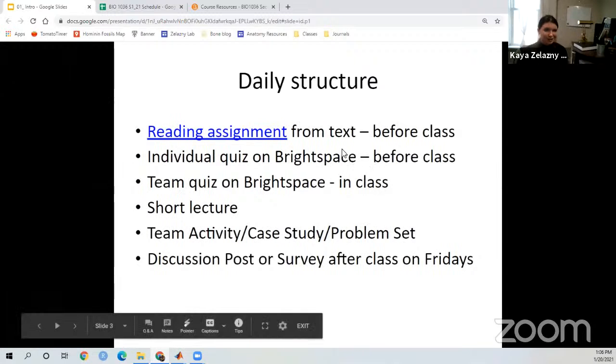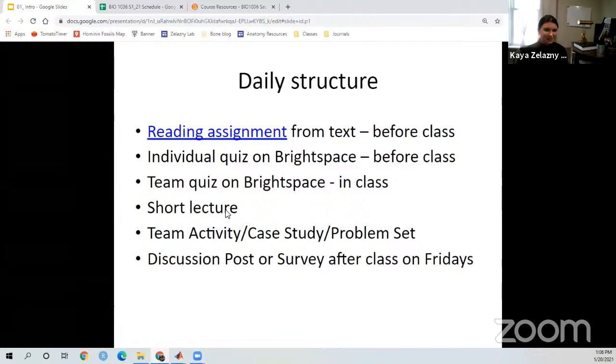I know nobody likes to come to a class where they have to do everything on their own. So I will talk, I'll present some material, and then we'll dive into that material and apply it in our activity, case study, or problem set.